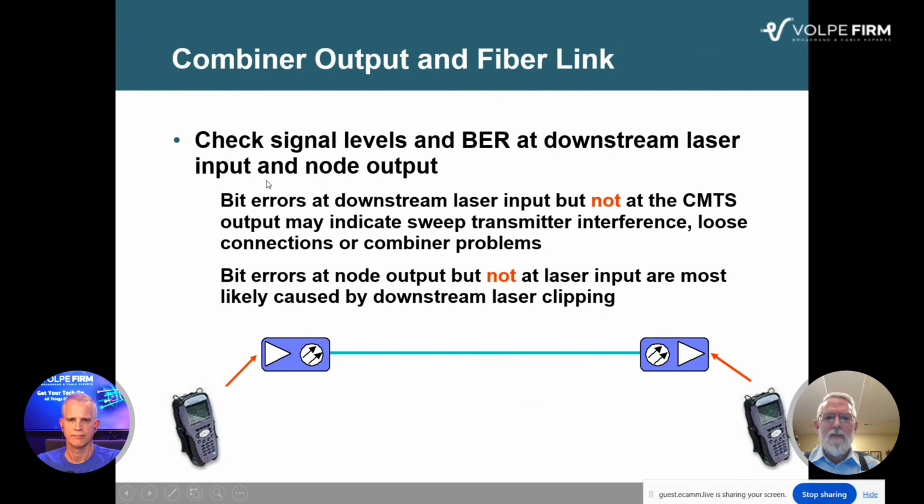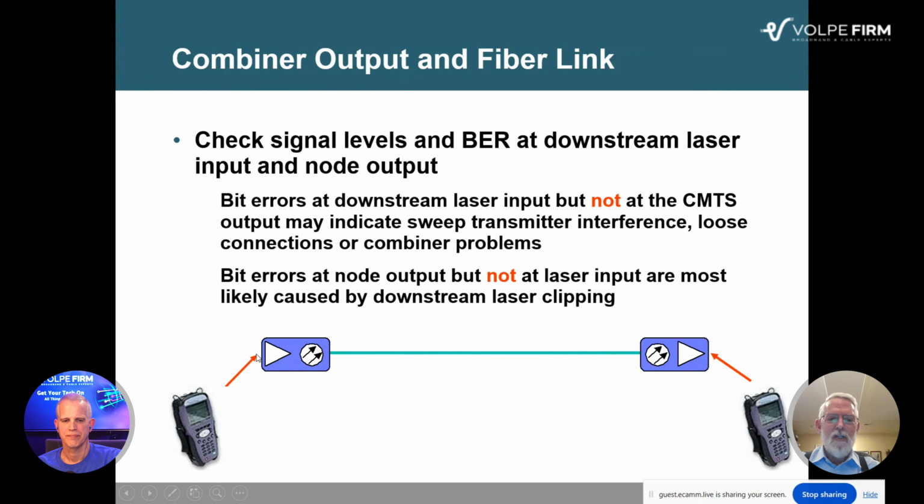All right, so now let's look at the input to the downstream laser. So we're going to hook up a QAM modulator to a test point here, maybe also down at the node output. So if you've got bit errors at the downstream laser input here, we've got a problem. We shouldn't have any in there. Well, you shouldn't, but if they're not at the CMTS output, but you got them at the laser input, sweep transmitter interference, loose connections, combiner problems.